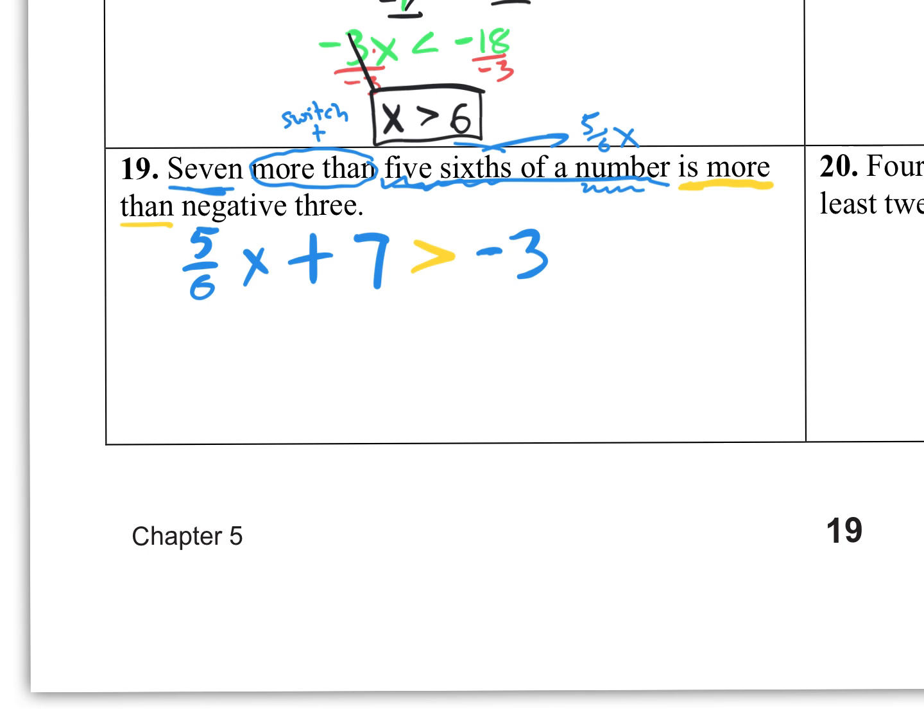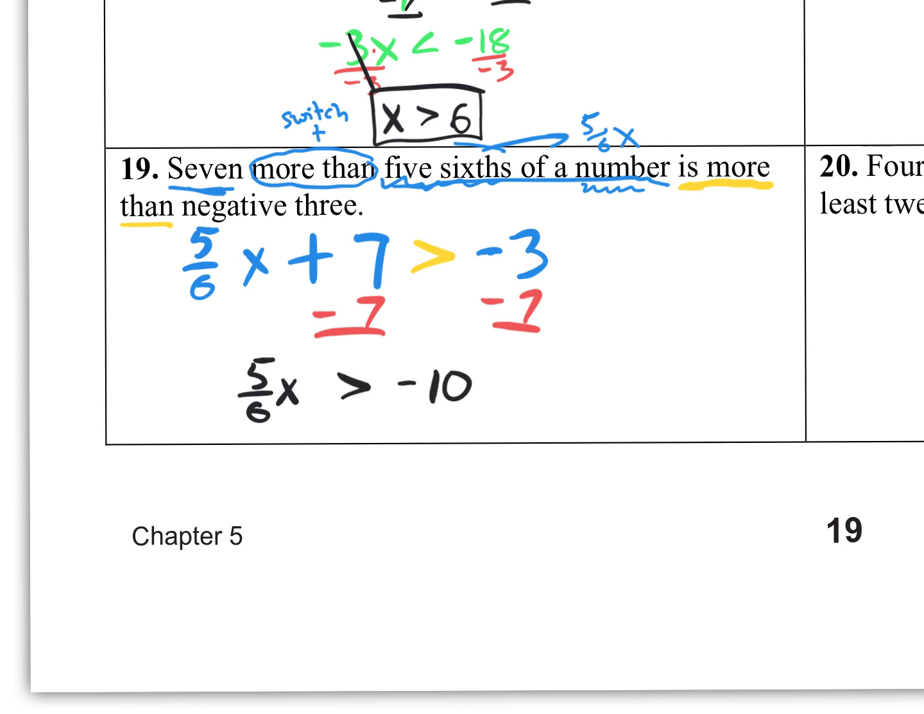And now for the easy part, solving it. So you want to get x by itself on the left side of the inequality. You're going to get rid of the 7 first. I mean, there's many different roads to the same place, but I always like getting rid of that number that's all by itself. So the way to get rid of a plus 7 is to do a minus 7. And what you do to one side, you do to the other side. You're going to rewrite it. It's going to be 5/6 x is greater than negative 10.